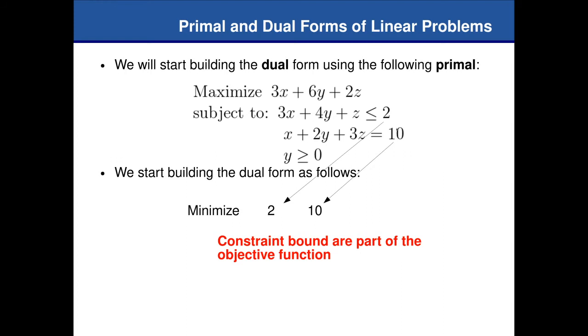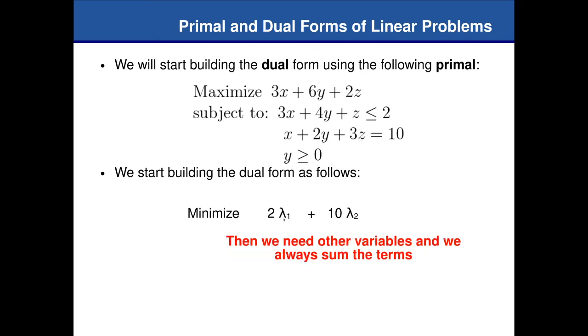Every bound I have for my constraint will be a coefficient associated to my objective function. That's so nice. Just take a look at this. If I have 2 and 10, those will be coefficients of my objective function, 2 and 10. Of course, I will have a given variable for 2 and a given variable for 10. I will start defining lambda 1 and lambda 2. I must just sum up those two coefficients multiplied by their corresponding variable.